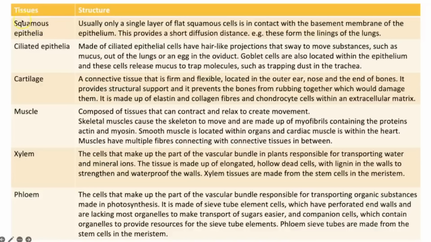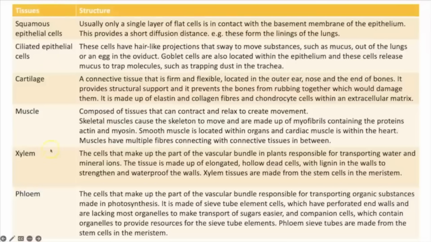But it's really important that when you're describing the tissue, you don't put cell at the end. These are the different tissues that you need to be aware of, the structure of each, and the function of them.